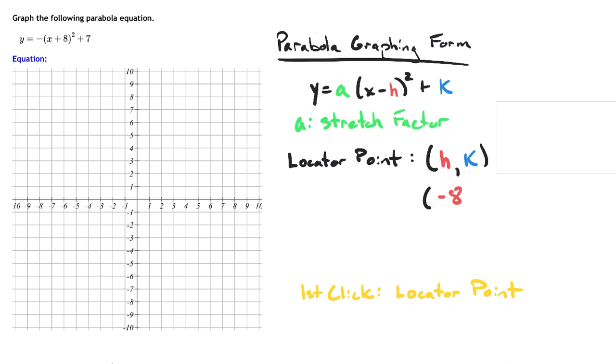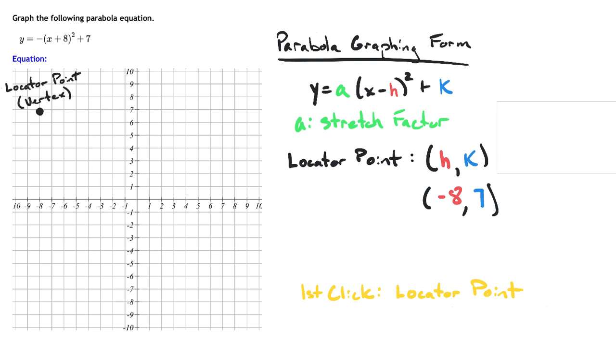And then you have to find out what your k value is, which is what's just sitting outside. So just sitting outside is a +7. So that is our locator point. That is our first click. So we're going to click at the point -8, +7. So -8, +7, and that is the locator point.